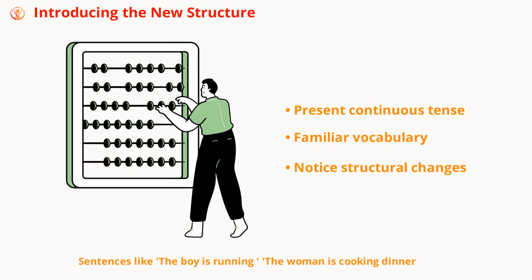Now, the teacher introduces the present continuous tense using familiar vocabulary. Sentences like, "The boy is running," "The woman is cooking dinner," "The children are playing soccer," and "The man is reading a book" are presented. Learners are encouraged to notice what has changed compared to the earlier sentences. This subtle shift introduces a new grammatical pattern while keeping the context familiar.